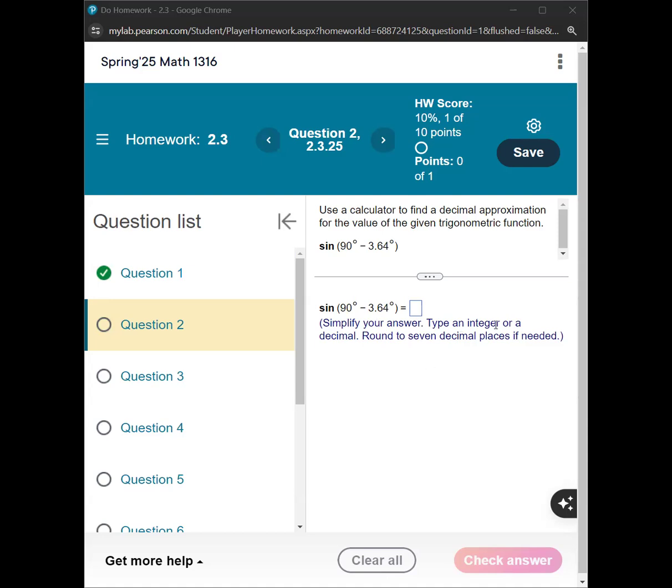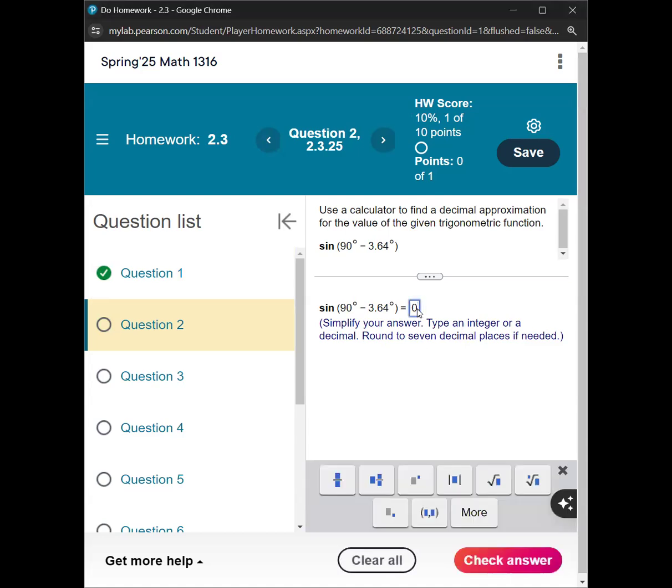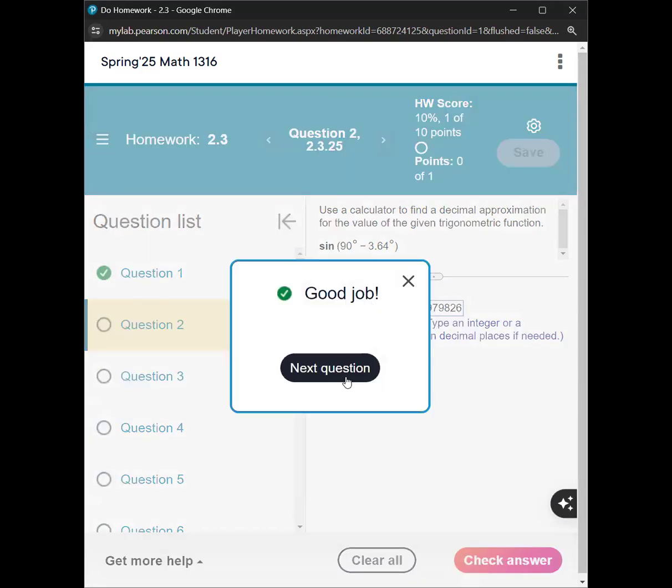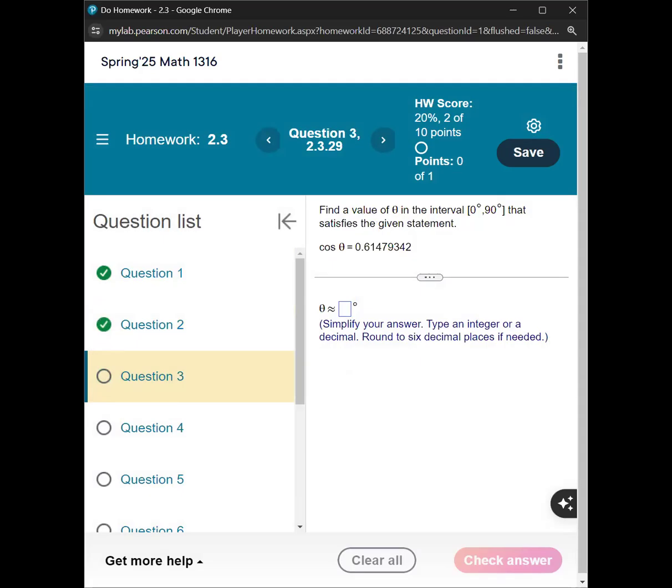Simplify your answer, type an integer or a decimal, round it to 7 decimal places if needed. So I'm going to need 0. Now I need to count 7 digits. 99798226, because the following digit is 4, that allows me to keep the 6. I'm counting, and I did put 7 digits, and this is the answer they want for question 2.